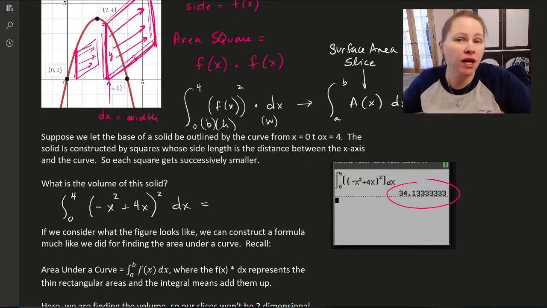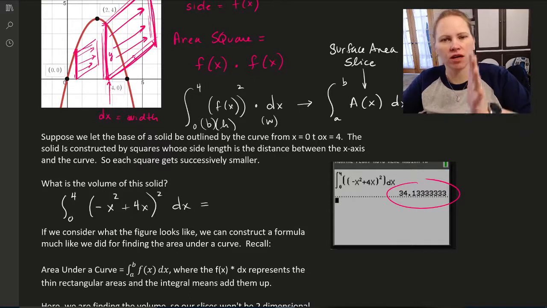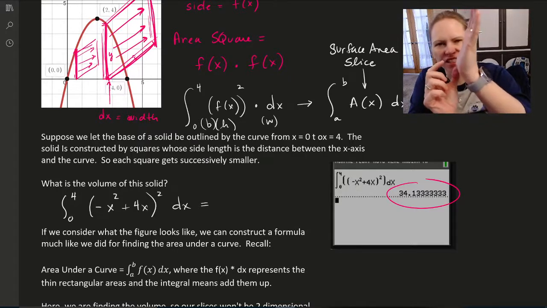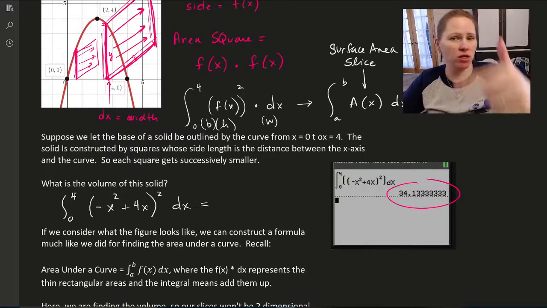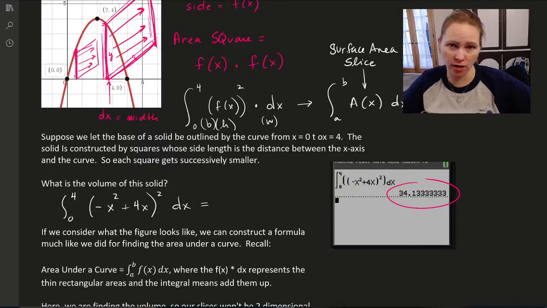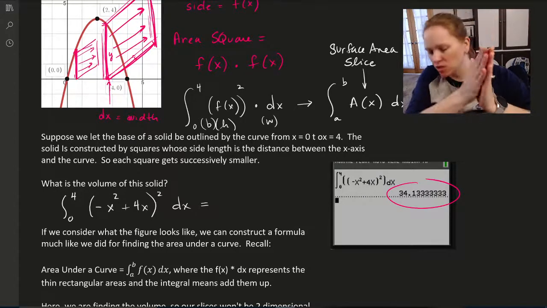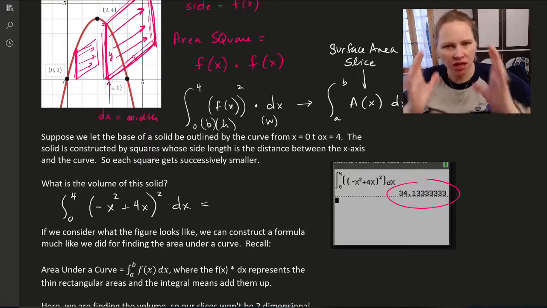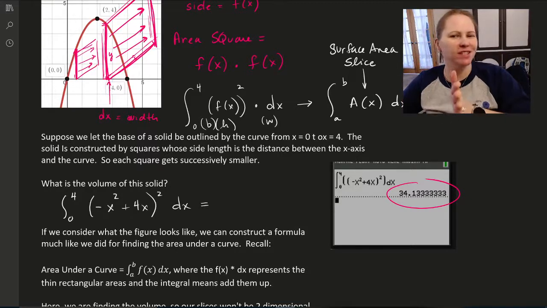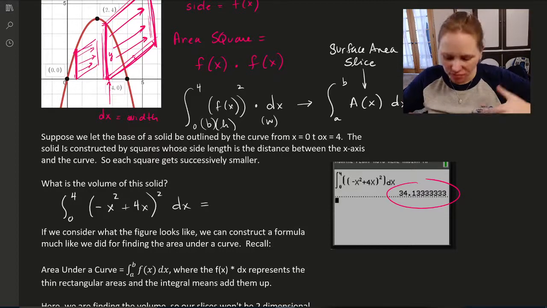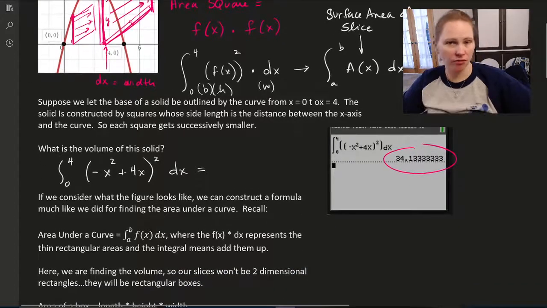Now, what if we had, instead of squares, triangles or semicircles? Well, then the surface area of the box would be a triangle. So you do 1/2 base times height, and then your width would always be that dx. Okay? If it was a semicircle, you'd do 1/2 of pi r squared. You'd have to figure out what the radius is, but you could find that little area. The width would be dx, and the idea is you integrate from A to B the area function of whatever the shape is, times dx. And when you add that all up, you get the volume of the solid.